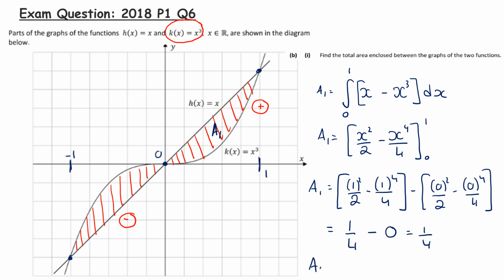Area 2 will be exactly the same. Therefore, the total area is going to be a quarter plus a quarter, which is a half. And remember, that's in square units.